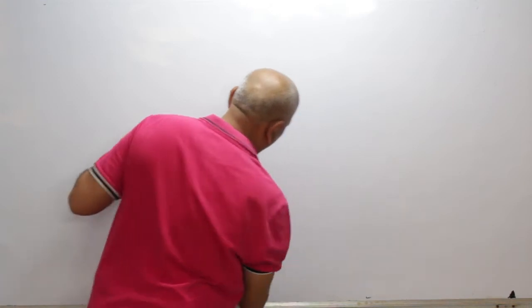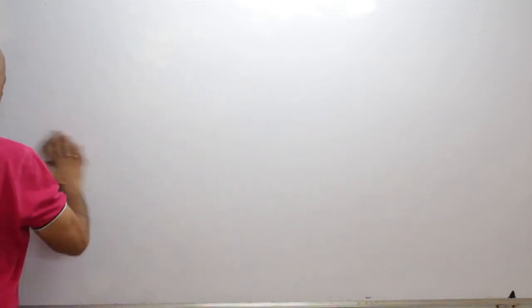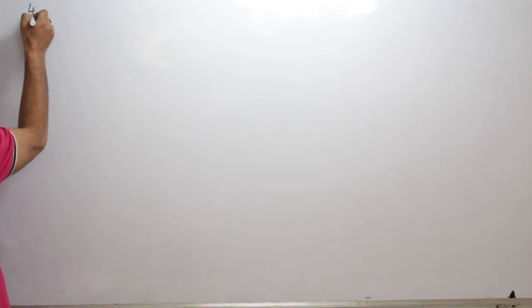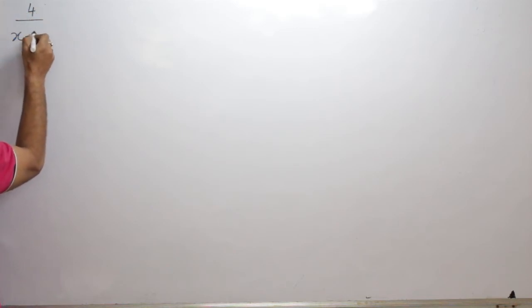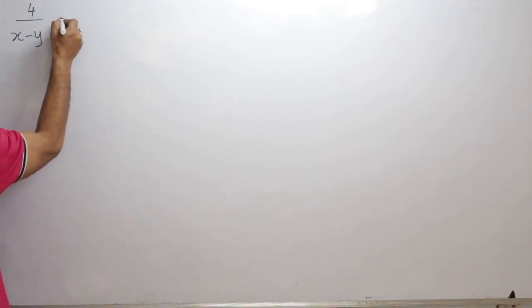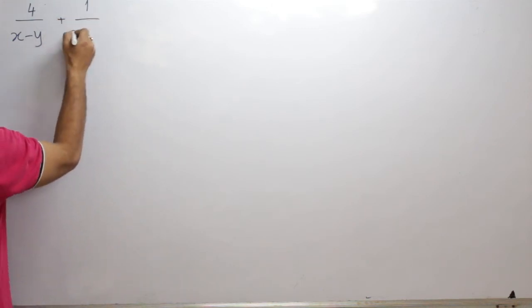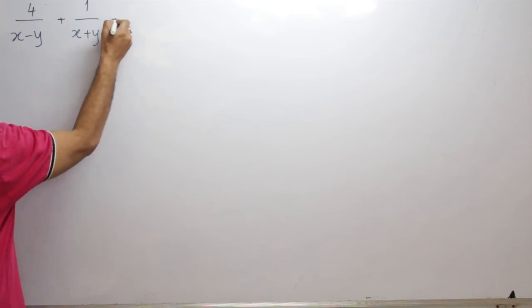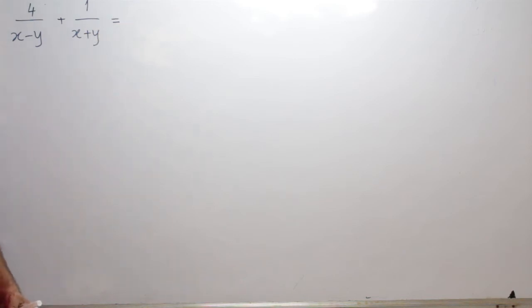Once you bring in that format, then it's very easy to solve the equation. So let us do one more example on page number 18 of your book. So it's given 4 upon x minus y plus 1 upon x plus y is equal to 3.